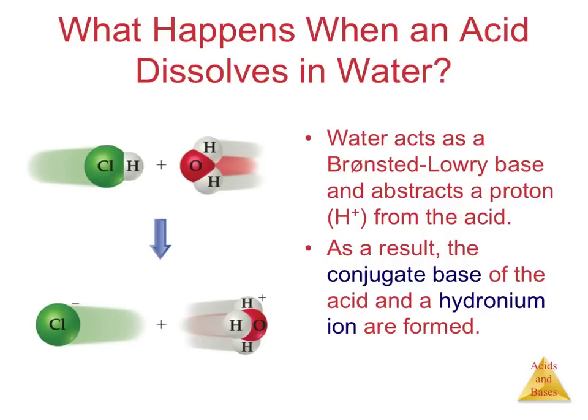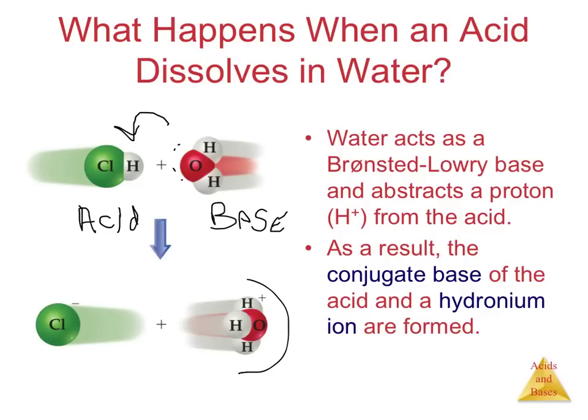Okay, so what's really going on? We talked about this Bronsted-Lowry definition, the ability of something to accept an H plus being a base. In this case, water is going to be our base, and HCl is going to be our acid. And we rely on that lone pair. Remember, water is a bent structure. It has 2 lone pairs of electrons. One lone pair of electrons is going to attack the H plus to give the hydronium ion, as well as the Cl minus.